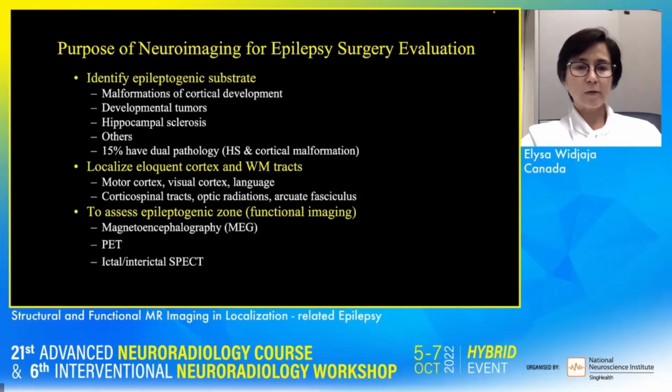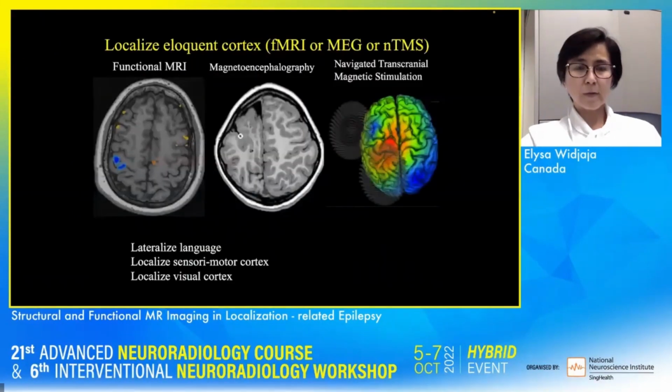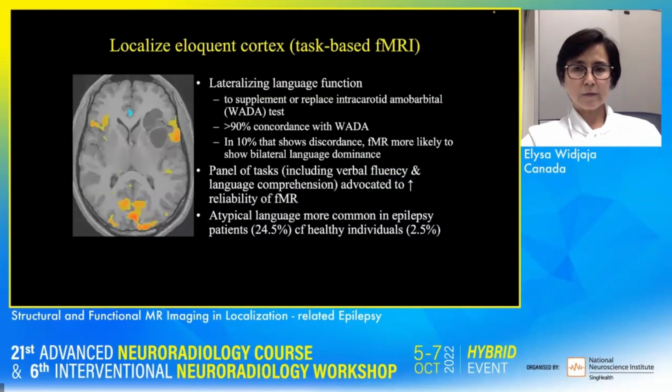So let's move on to look at the role of imaging for localizing the eloquent cortex and white matter tracts. To localize the eloquent cortex, you can do functional MRI or magnetoencephalography or transcranial magnetic stimulation. Out of these three imaging modalities, the most commonly used modality is functional MRI. The one that is most frequently used is task-based fMRI.